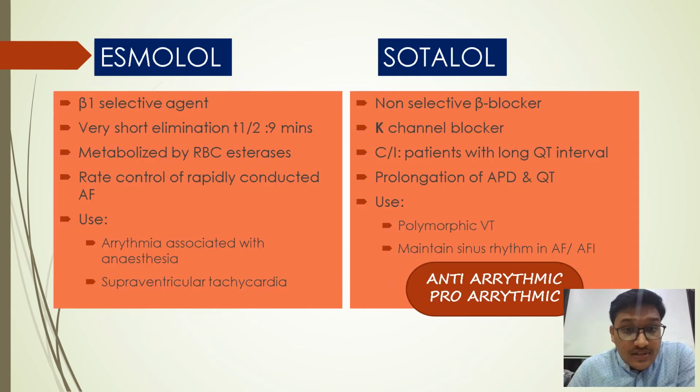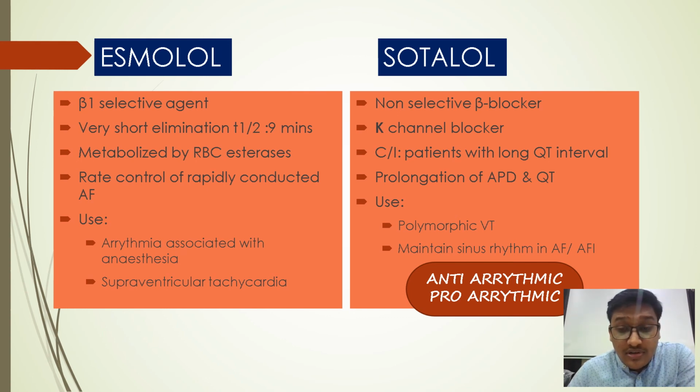Now coming to the other drugs like esmolol and sotalol. Esmolol is a particularly beta 1 selective agent and it has a very short elimination half-life, which is only 9 minutes. So it is used in conditions where we need rapid action, and it is metabolized by the RBC esterases, and it causes rate control of rapidly conducted atrial flutter. Its uses are in arrhythmia associated with anesthesia, so it is used for emergency purposes, and the supraventricular tachycardia.